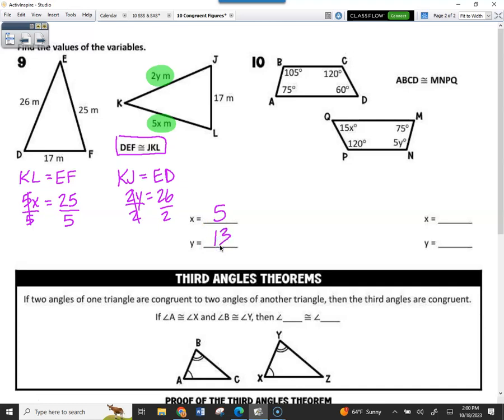Okay, please try number 10. Y is in the angle. 5y is angle N. N is the second letter, so we go to angle B. So angle N is congruent to angle B, so 5y has to equal 105. 105 divided by 5 is 21.